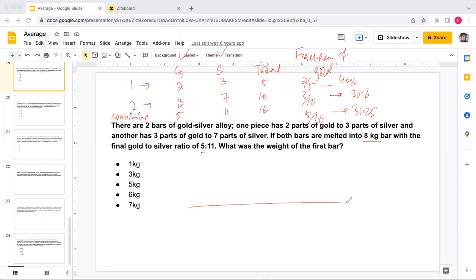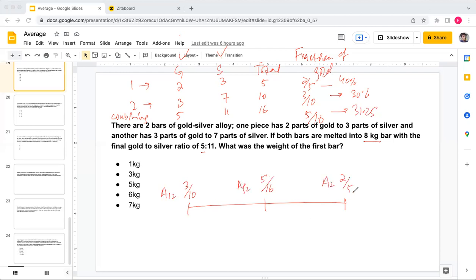Now, just draw the scale. What is the initial one? That is 30%, but better write this in the form of a fraction. There is a reason I will tell you later. This is 3/10, this is 2/5, and this is 5/16. In order to find the ratio, let's suppose this is A1, this is AG, and this is A2.